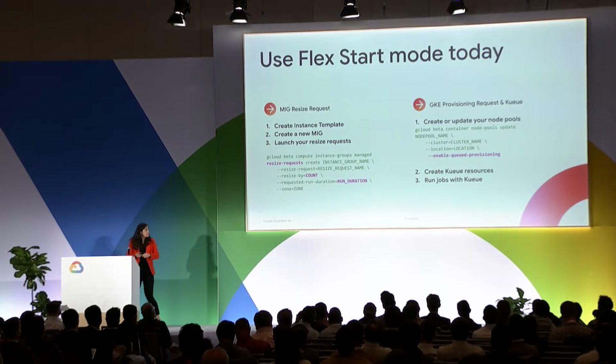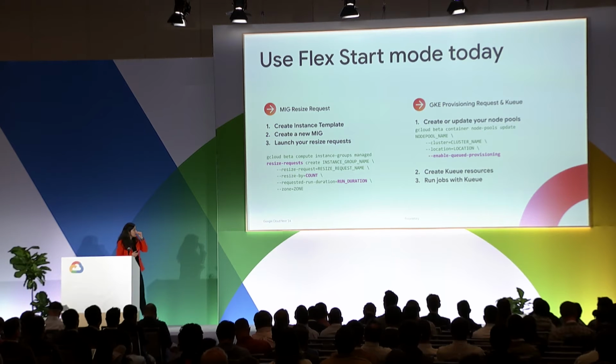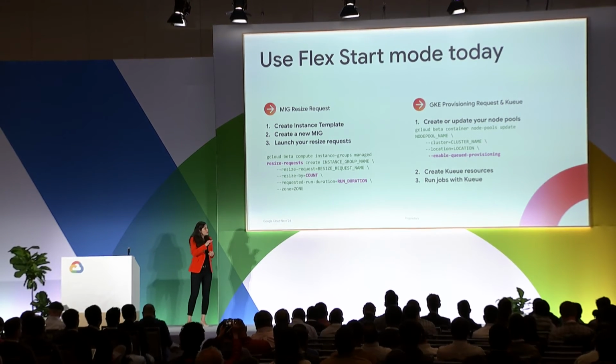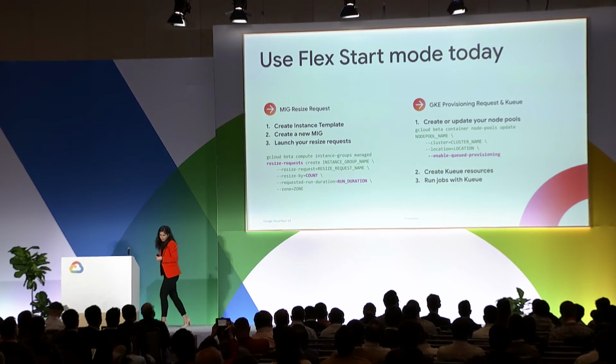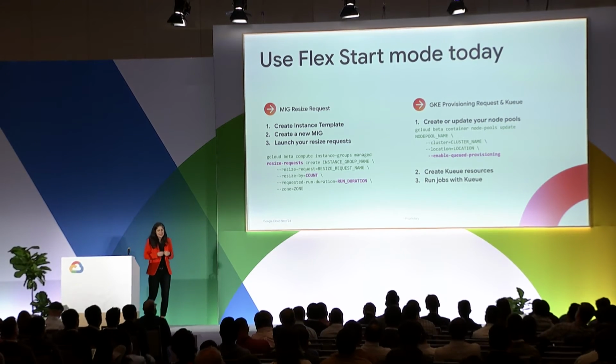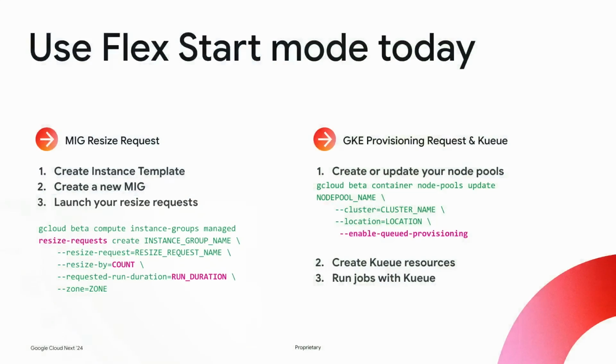Similarly for GKE, it's a similar workflow: you can create or update your node pools to add the option enable queued provisioning. That is the name of the new API. You need to run version 1.28 or higher, and that will trigger provisioning requests automatically. From there onwards, you can use Kueue, which is our GKE job scheduler, or your internal batch scheduling tools or platforms. Okay, are you ready to switch gears to calendar mode?